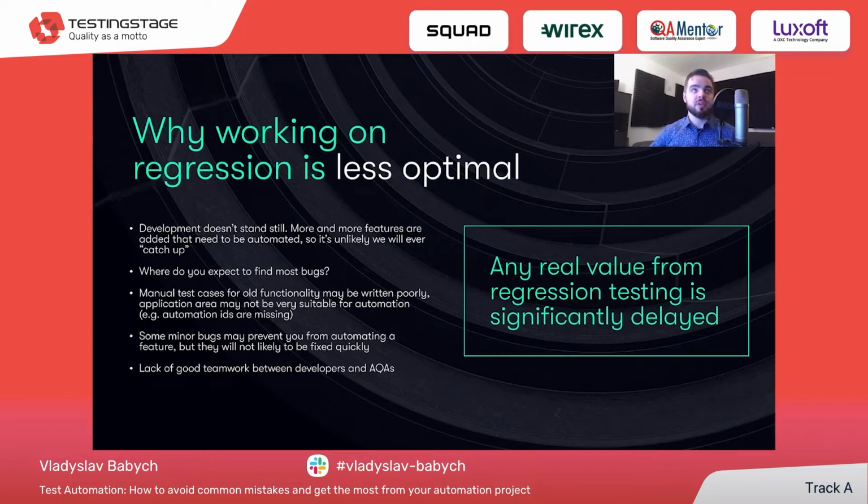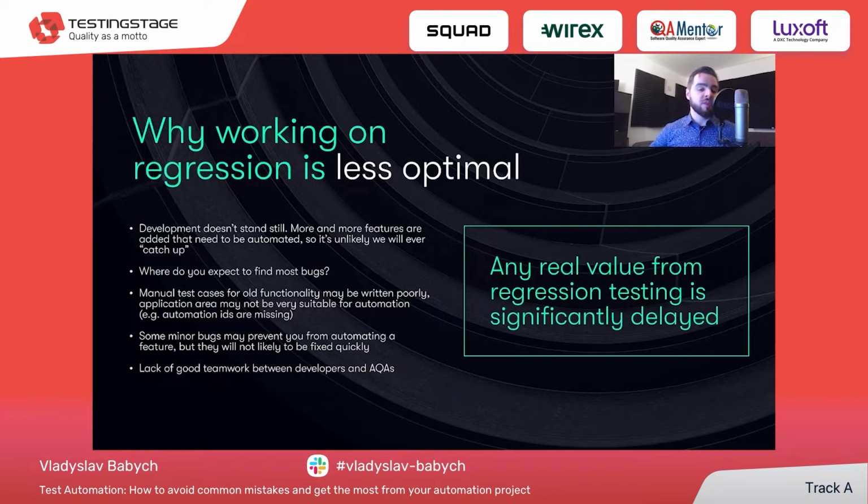Also, usually how it looks in projects when we're working on regression, there were some manual test cases created for the old functionality because it had to be released, it had to be tested somehow. There was no automation at that point. So that functionality is probably tested by some manual test cases. And once we start automating it, we'll have to go to those manual test cases and try to automate them. But probably from experience, you already know that most of these test cases are written poorly for automation. They're written with a human in mind. And even that application area may not be very suitable for automation.